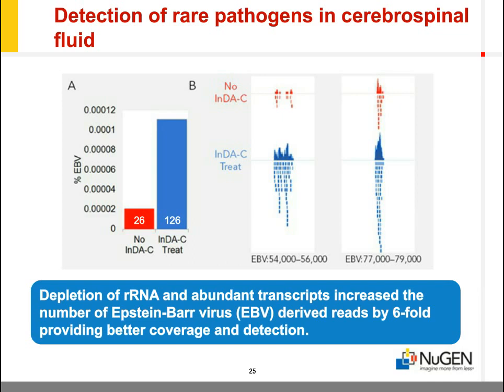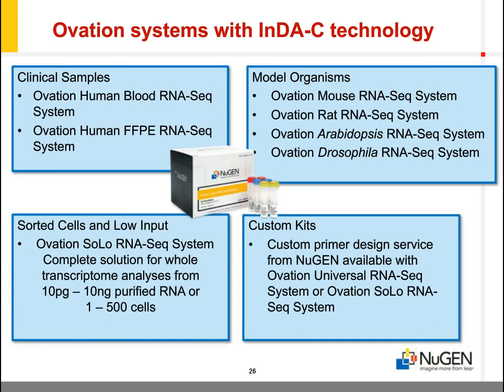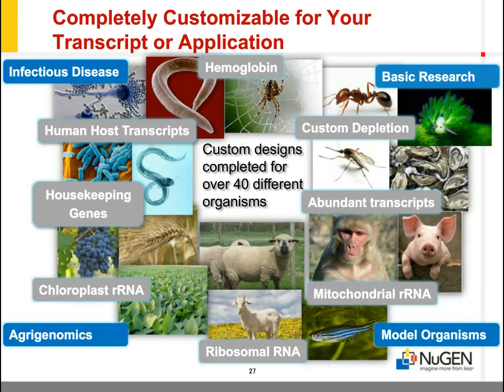NuGEN provides a number of catalog kits incorporating the InDA-C technology, with specific probes targeting human ribosomal RNA, human blood, which includes ribosomal RNA as well as hemoglobin, or ribosomal RNA from specific model organisms. Most importantly, the InDA-C probe design can be completely and easily customized for your specific project, unwanted transcript, or organism, and can be seamlessly incorporated into the existing workflow. To date, custom InDA-C probes have been designed for over 40 different organisms for a variety of studies, highlighting the versatility of the technology.